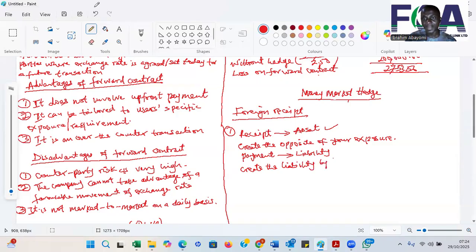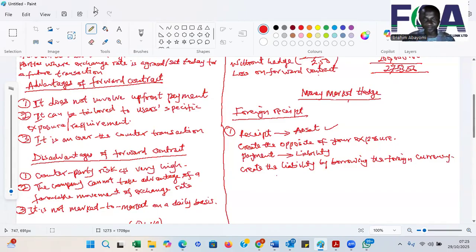Create the liability by borrowing the foreign currency. That's your first step. Create a liability, because I have an asset there, I have to create a liability. That's the opposite of an asset. And to create a liability, I have to borrow in that country.